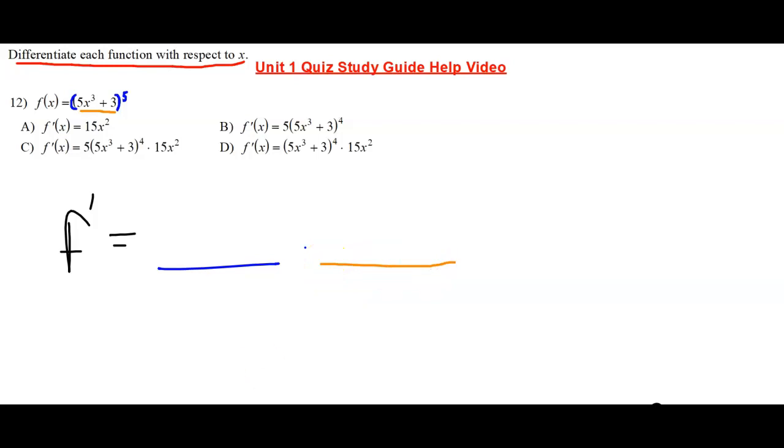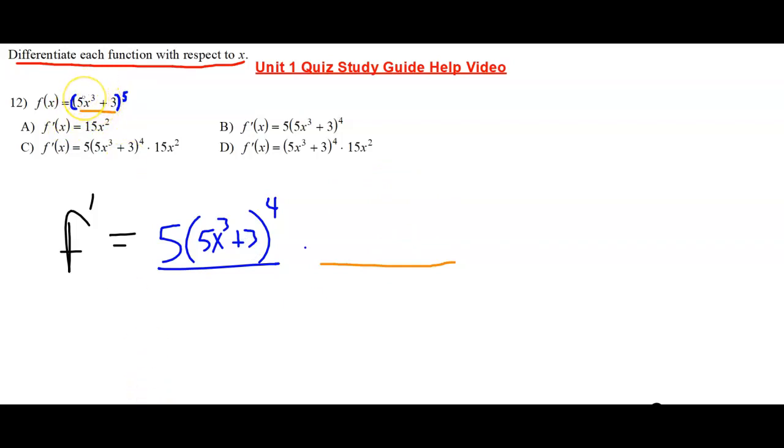Okay, so here we go. The derivative of the outside function. If you have something to the fifth power, that's a power rule. So you put the 5 in the front and you take 1 away from the power. And there's our derivative of the outside. And when you do the derivative of the outside, the inside part of that is going to stay exactly the same. Now we're going to do the derivative of the inside function, 5x cubed plus 3.